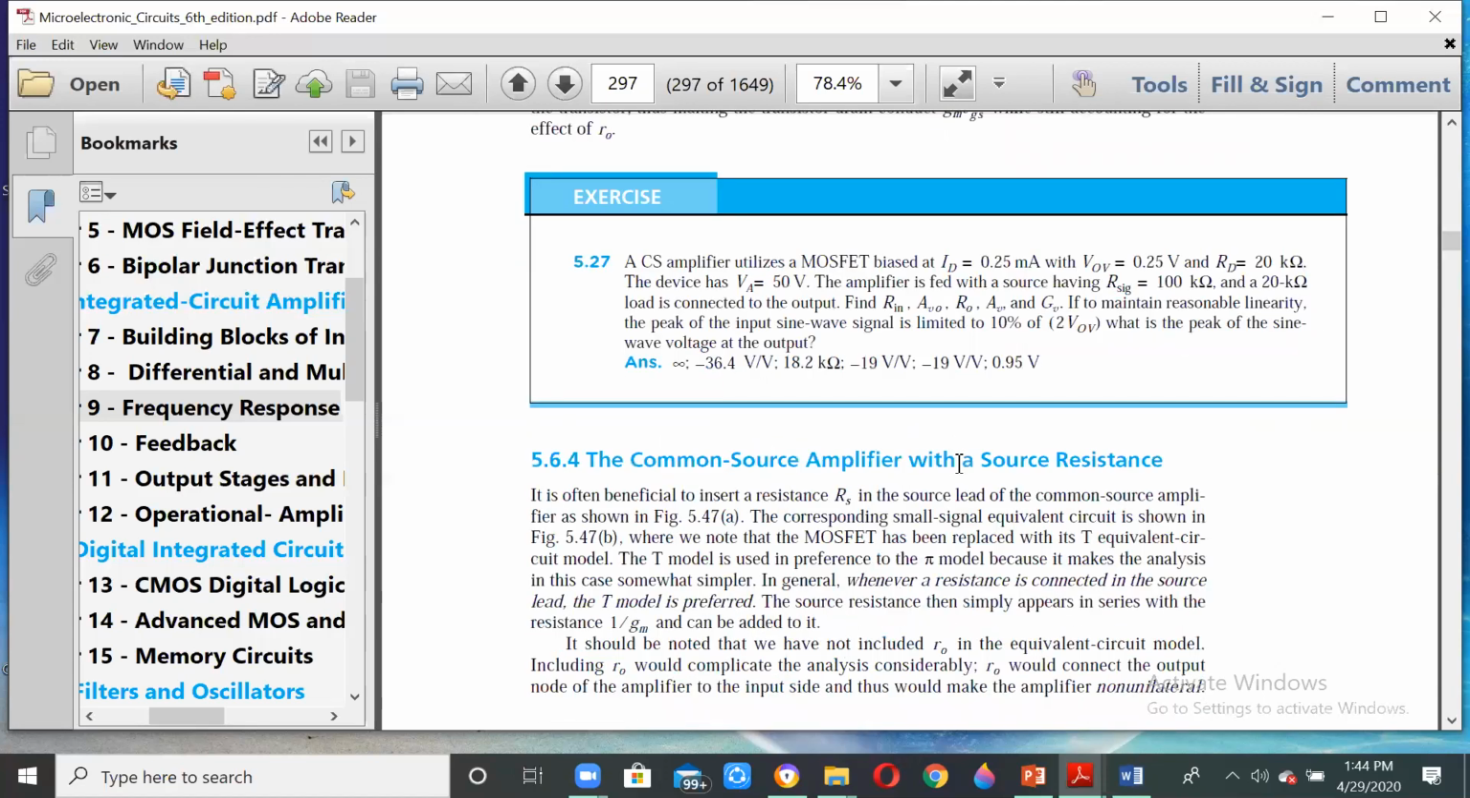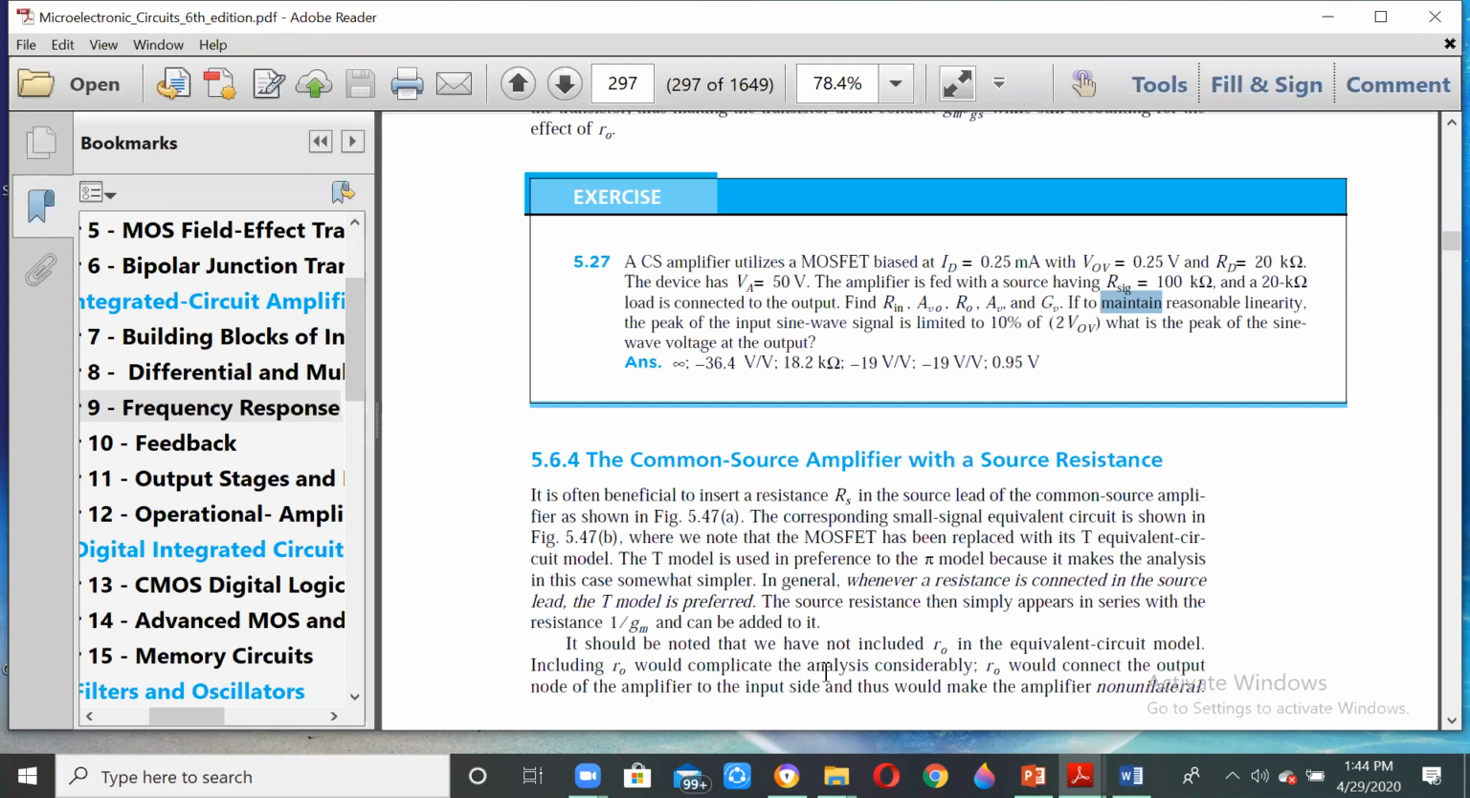And then the input signal is given in terms of VOV. Twice VOV is 0.5, and 10% of 2 VOV will be equal to 0.05. Okay, so for 0.05 peak input signal, what is the output? Output will become 0.95 because the amplification is minus 19. So minus 19 into 0.05 will give output equal to 0.95.